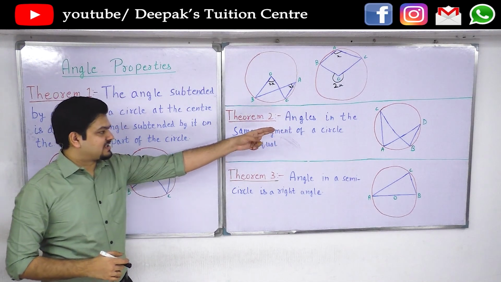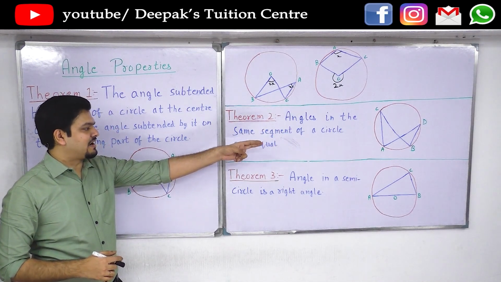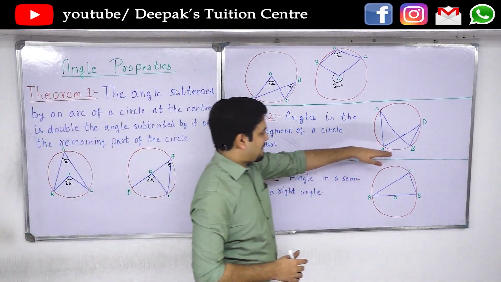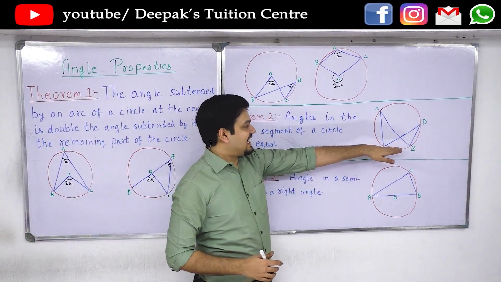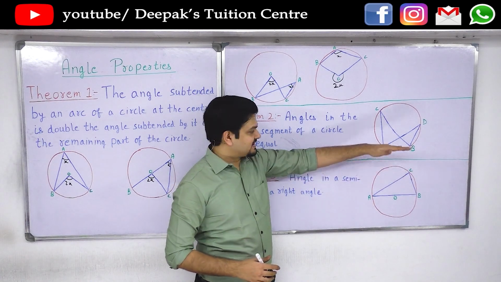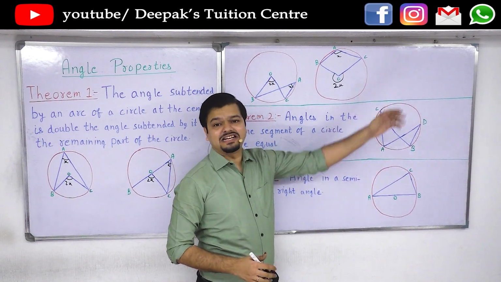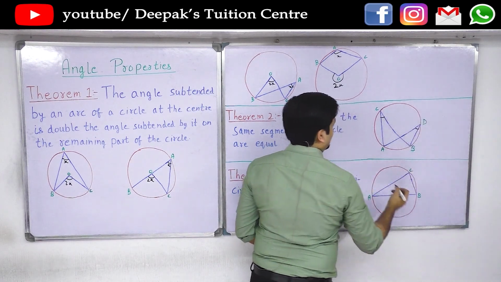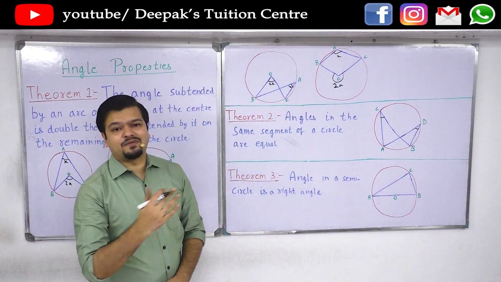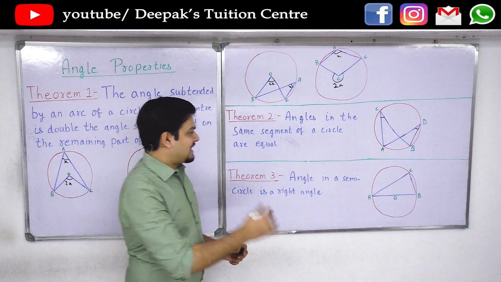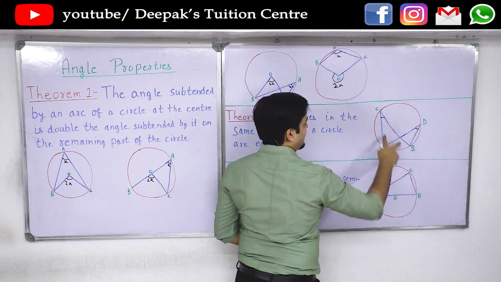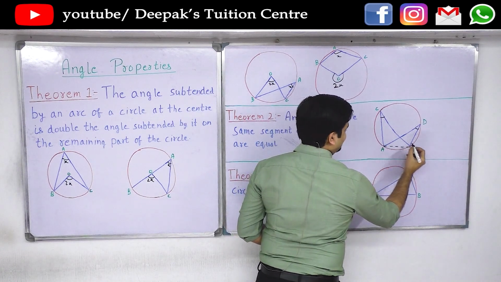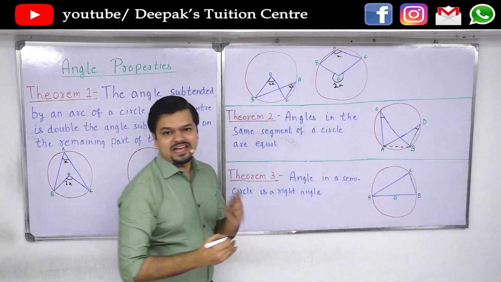And the second theorem states that angles in the same segment of a circle are equal. What do you mean by same segment? Same segment means when a chord is drawn, it divides the circle into 2 segments. So if both the angles are made in the same segment, that means this and this. If you see two hills starting from the same point, I remember it this way. If there are two hills which start from the same chord or same base, then these two angles will be equal.